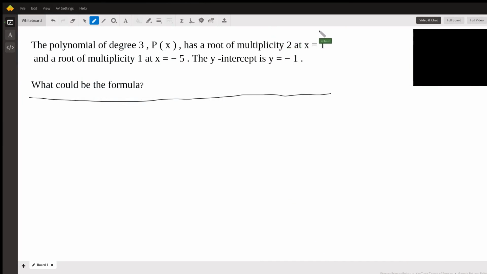I'm recording an answer to a question submitted by a student. This is right out of Algebra 2, very straightforward. We just need to find the equation of a polynomial.